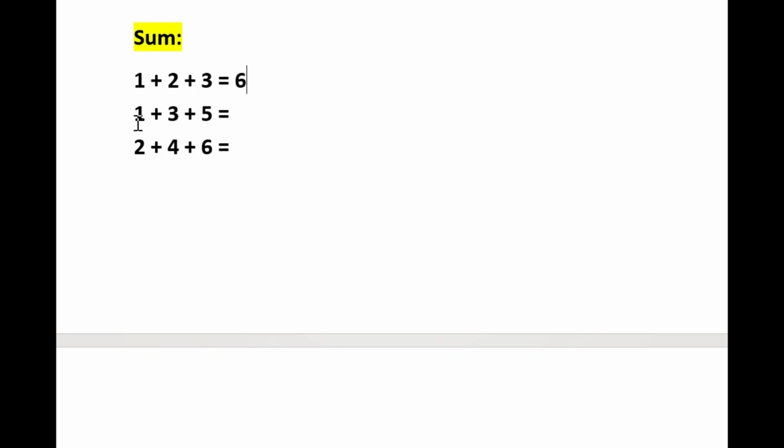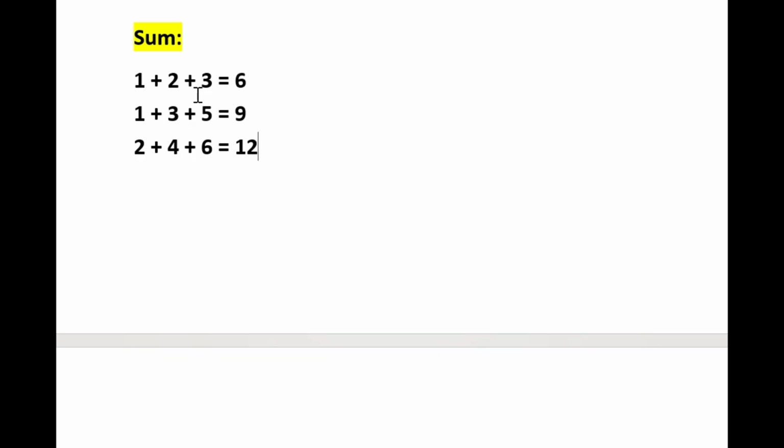Now in the second example, we are adding a few odd numbers. So 1 plus 3 is 4, 4 plus 5 is 9. So the answer is 9. Now we are adding a few even numbers: 2 plus 4 is 6, 6 plus 6 is 12. So it's very simple. But this remains simple only if the numbers we are adding are like 3 or 4 numbers. But what if the situation is different?